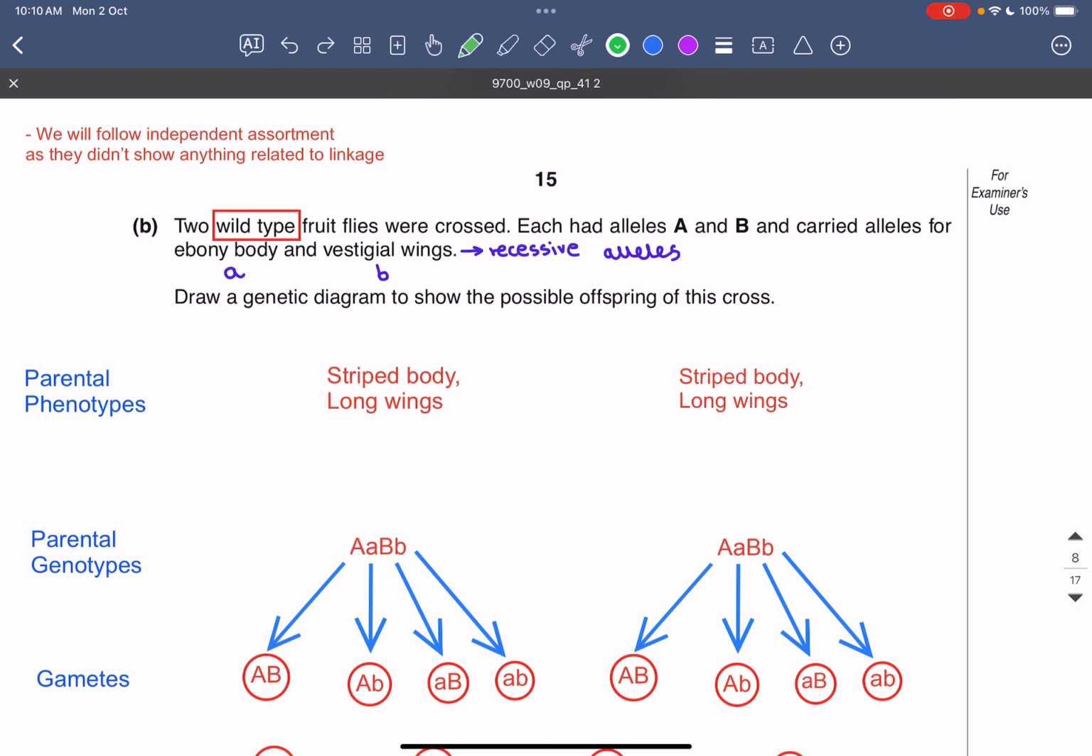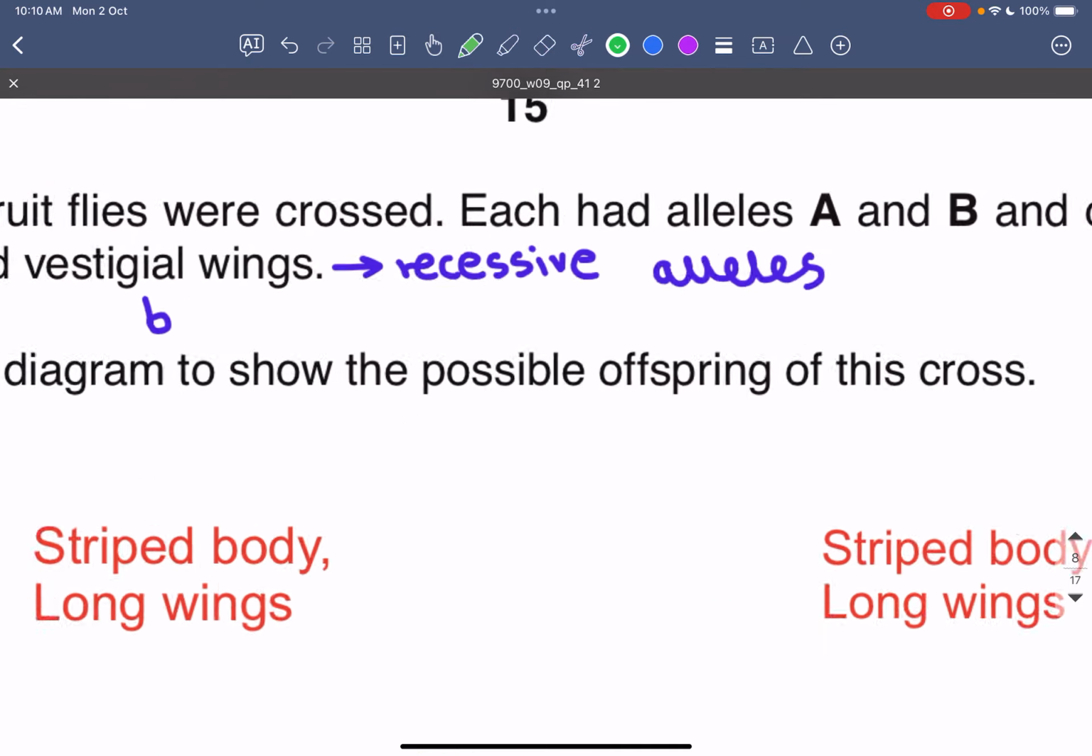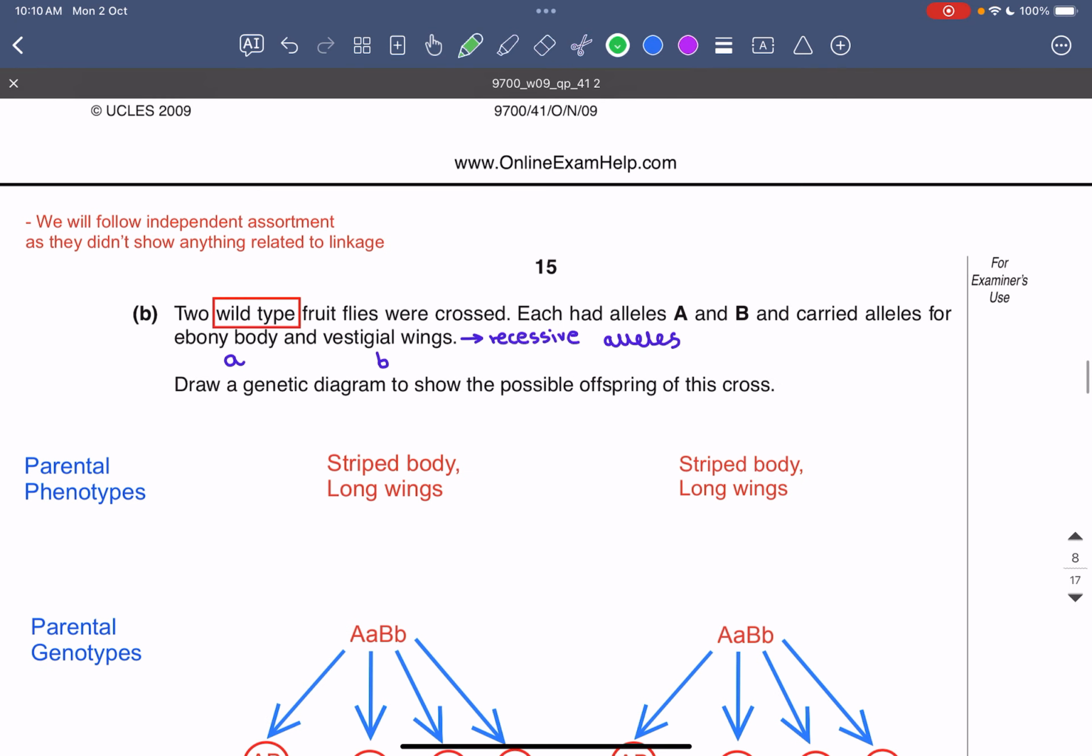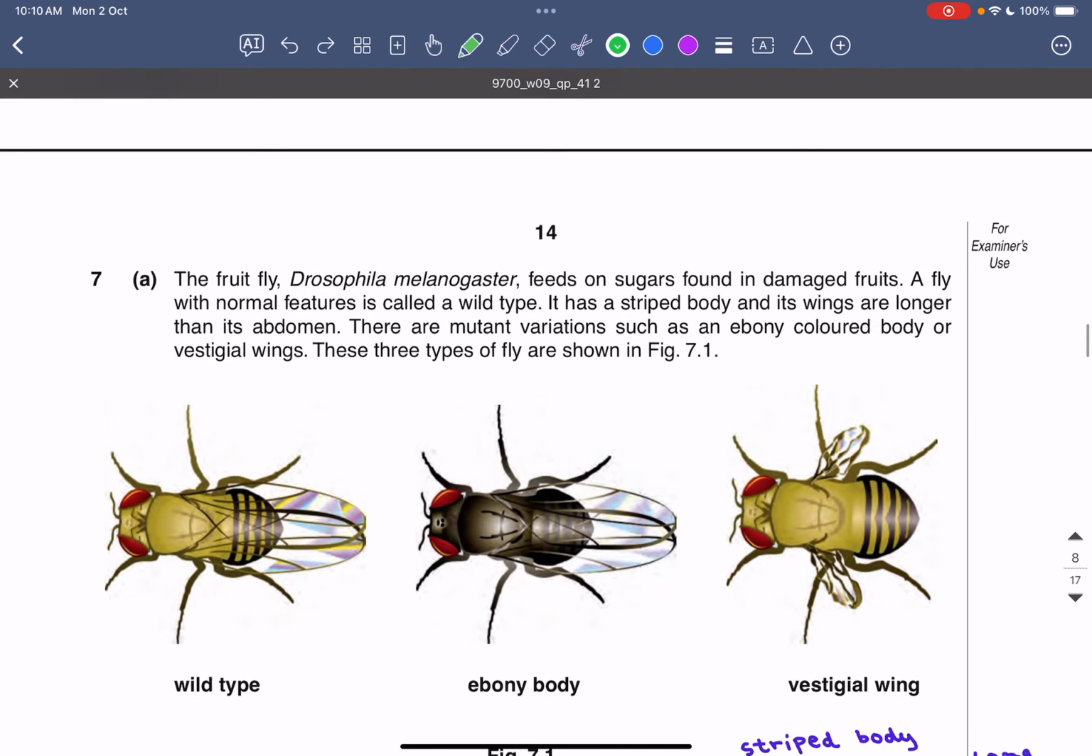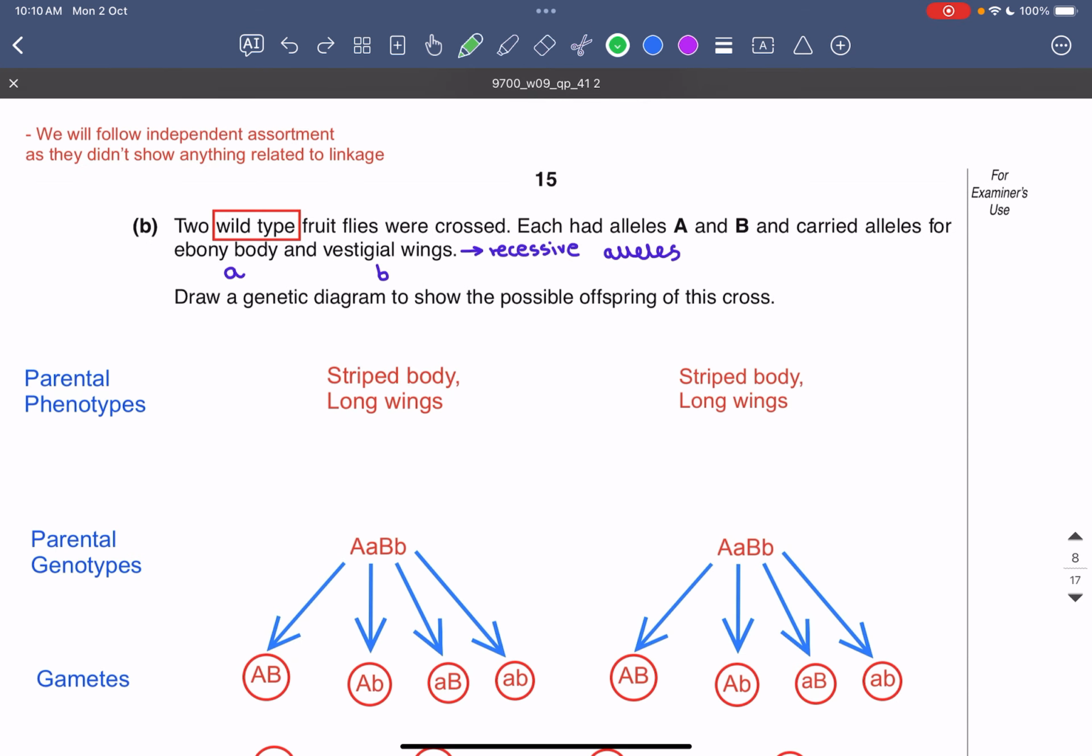Two wild-type fruit flies were crossed. Each had alleles A and B and carried alleles for ebony body and vestigial wings. So these are recessive alleles. Draw a genetic diagram to show the possible offspring of this cross. Since they didn't show anything related to linkage, we will follow independent assortment.